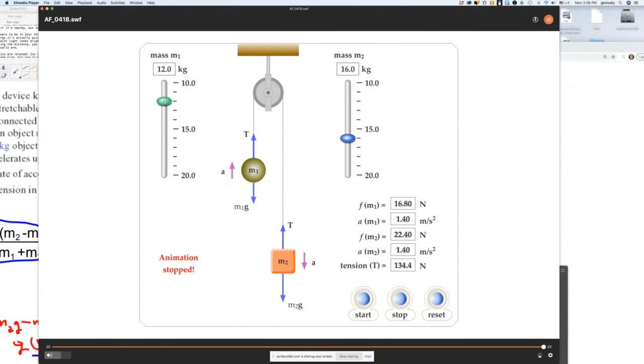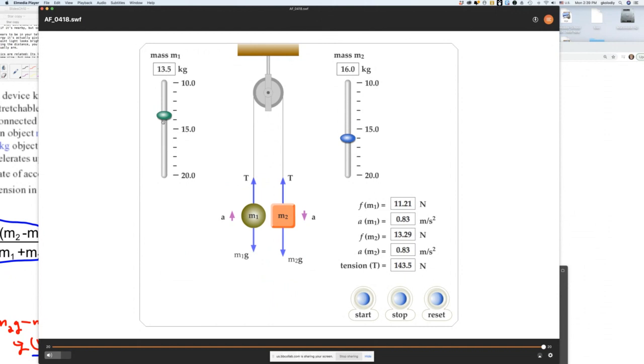And of course, just to check that, you can change these numbers. Let's say make this 15 and make this 20. Okay, 15, 20. The acceleration is still 1.4. Okay, so let's make this 18 and 20. All right, so they're almost the same. 18 and 20, it's 0.52. And again, if you use that equation, this is what you will get.